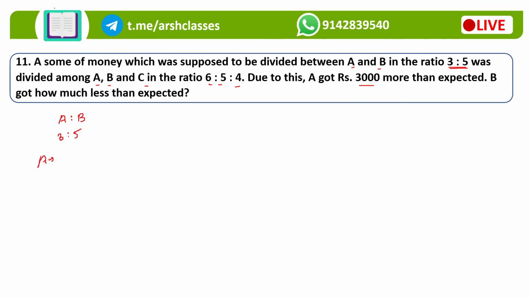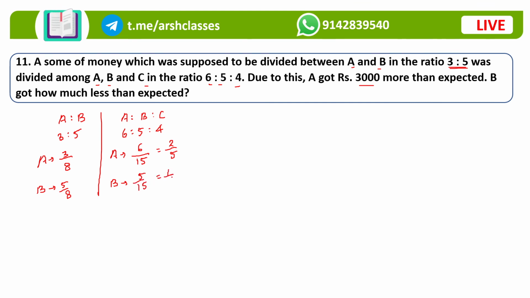So if I want to calculate the fraction, I can say this is 3 by 8, and B is nothing but 5 by 8. But by mistake, or whatever be the reason, the amount was distributed between A, B and C in the ratio of 6 to 5. So here if you compare, the fraction value will be 6 by 15, right? Which after dividing by 3 gives 2 by 5. B that I will get here is, which I can say, 1 by 3. And C, if you want to write, you can write 4 by 15. However, this is not required.